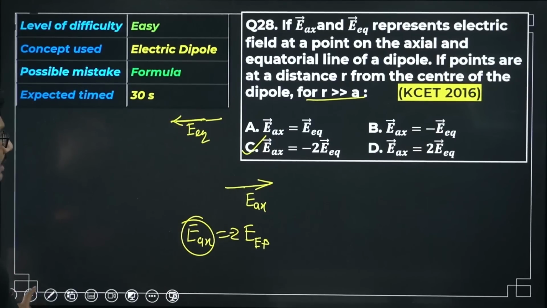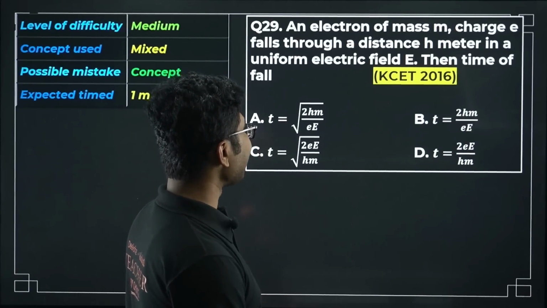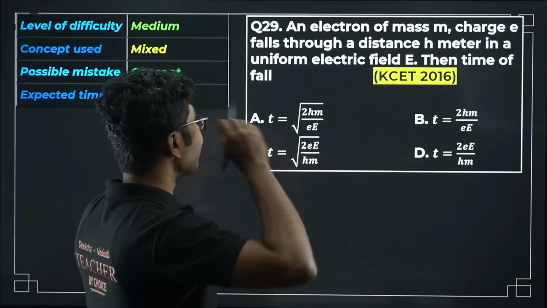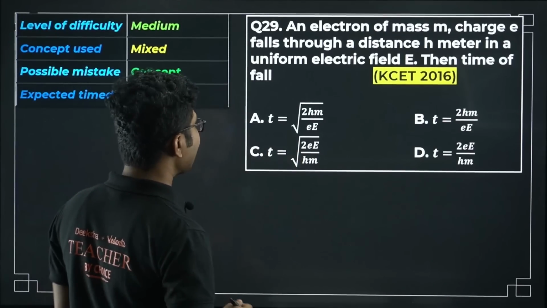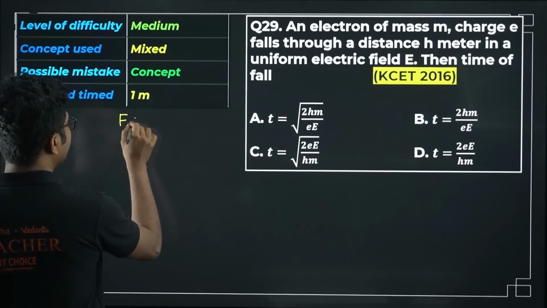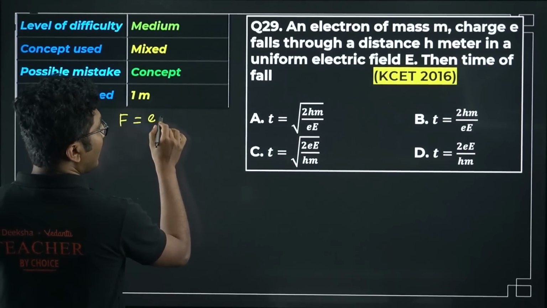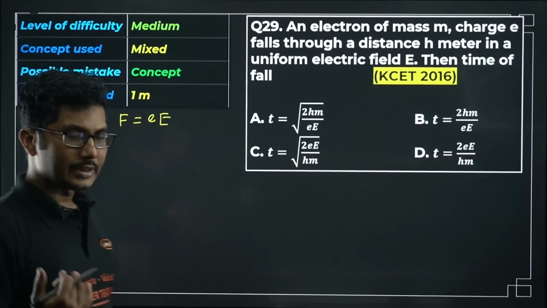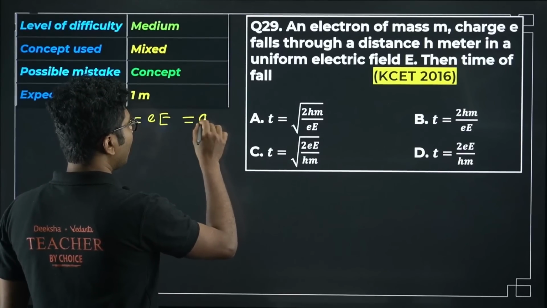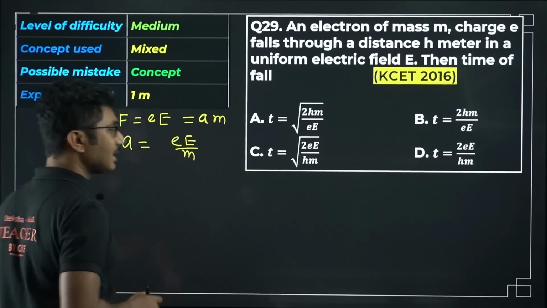Next question. An electron of mass m, charge e, falls through a distance h meter in a uniform electric field E. Then the time of fall. Another very interesting question. So the electron of mass m and charge e falls through a distance h in a uniform electric field. The force on the electron is e into E. This is the force experienced by the electron, and that should be equal to mass into acceleration. So acceleration is eE by m. So this is the acceleration of the electron.